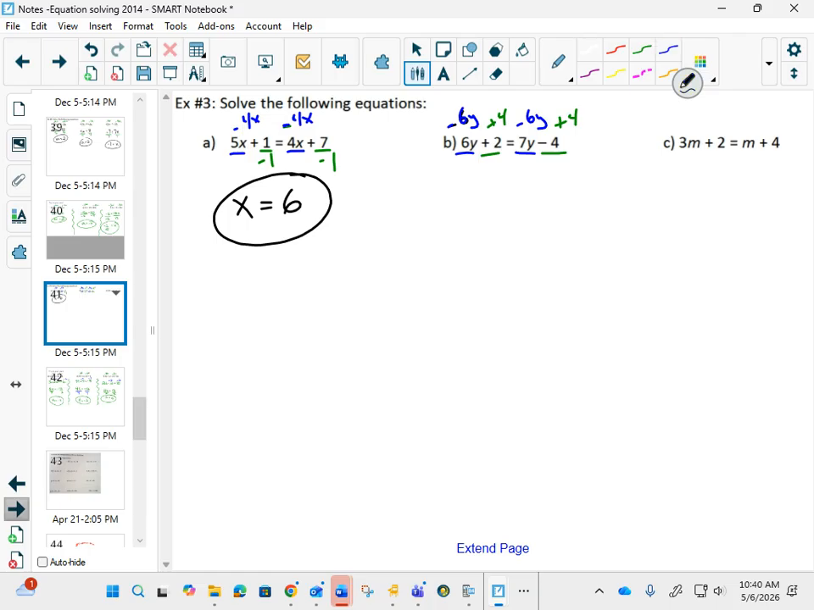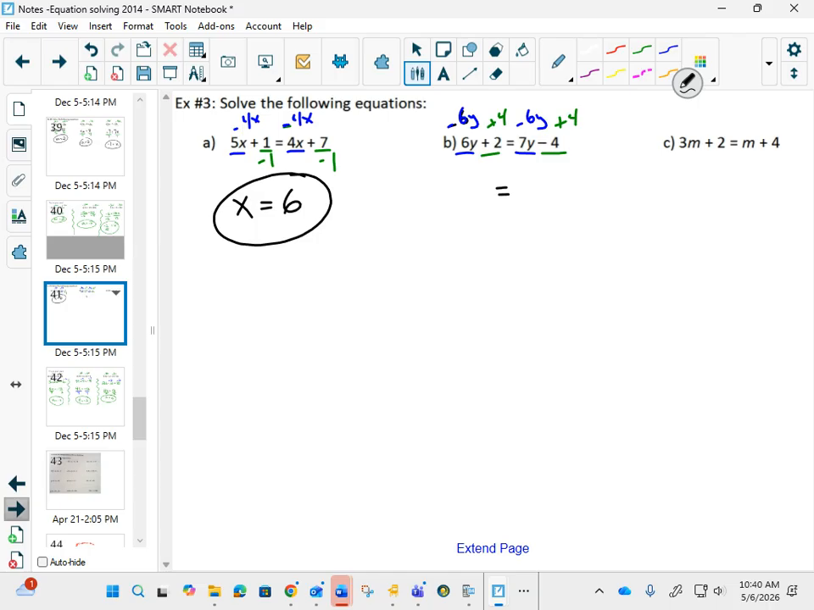Why did we choose to do negative 6? Because I like doing 7 minus 6 better than 6 minus 7, because then it's going to stay positive. And it's okay if it's a negative. It'll still work.